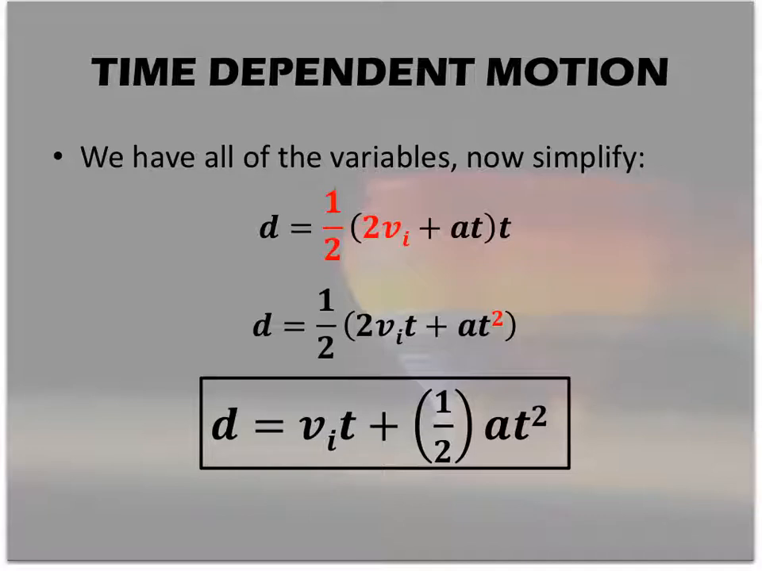And once I multiply the 1/2 by the 2vit and the at squared, it's going to cancel out the 2 here, and it's going to multiply over here. So what I end up with is d equals vit plus 1/2 at squared. And that is my time-dependent motion formula. This is going to become very important later on when we get into free fall and projectile motion, where we have to deal with average velocities that don't change and velocities that do change, all in one problem. So this formula is going to be very important in the future for us.